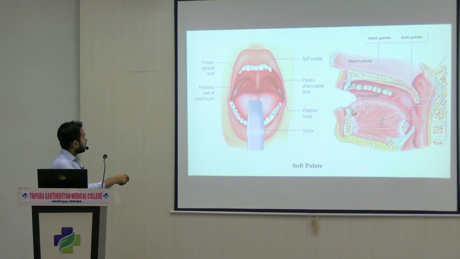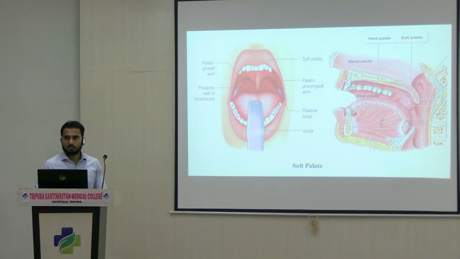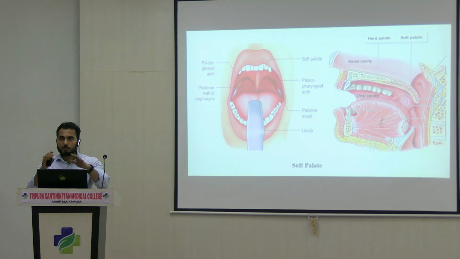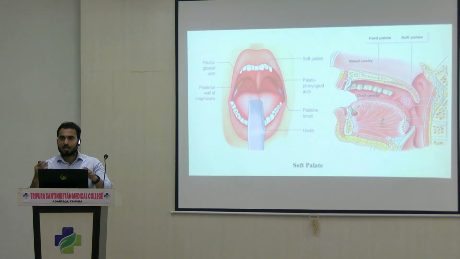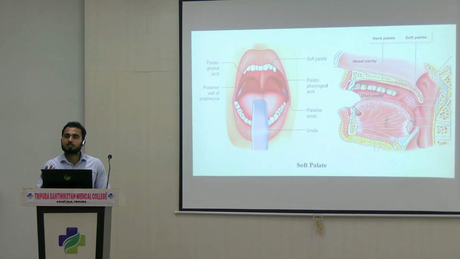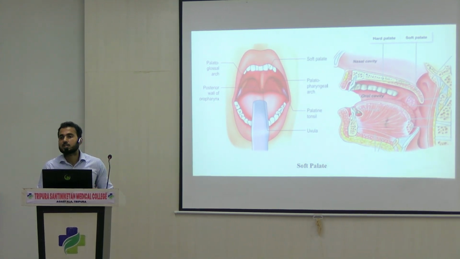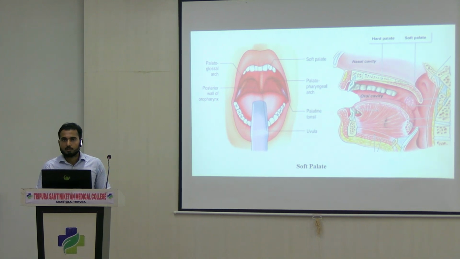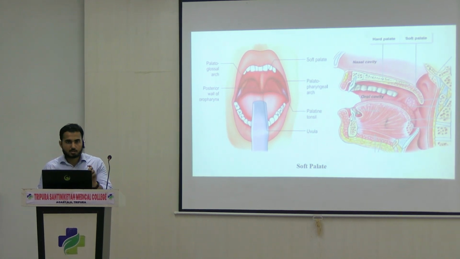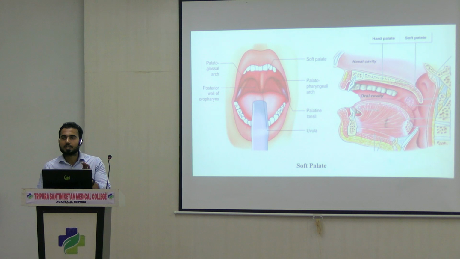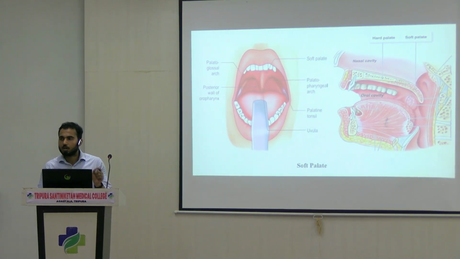First is the palatoglossal arch, and then the palatopharyngeal arch. Two folds of mucous membrane extend downwards. One is present anteriorly, another posteriorly. The anterior arch is called the palatoglossal arch. The posterior arch is called the palatopharyngeal arch. So palatoglossal, what does glossal mean? Tongue. Glossal means tongue. Anywhere you hear the terminology glossus or glossal, it is related to the tongue.